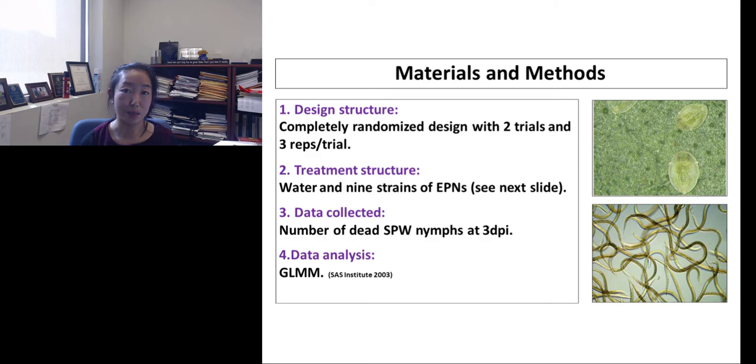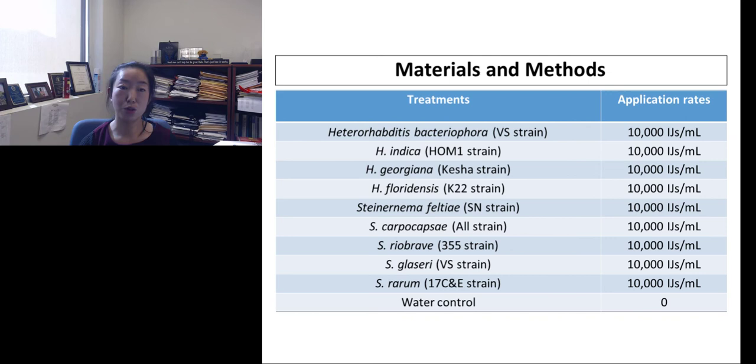The next slide shows you the treatments: 9 strains of entomopathogenic nematodes and 1 water control. And the application rate for the nematodes is 10,000 IJs per milliliter.